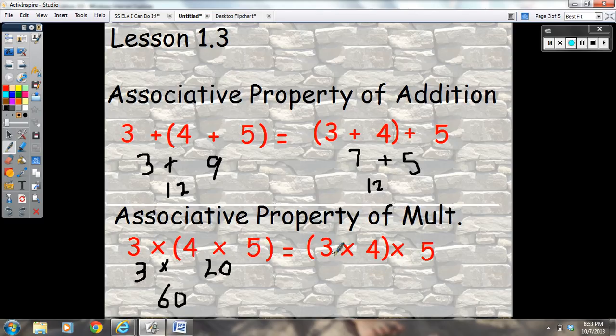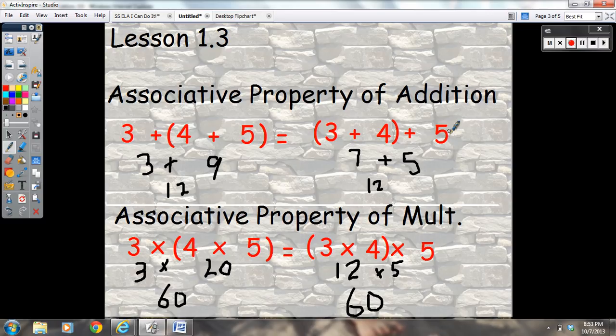So if I took this 3 and this 4, because it's in parentheses, I need to answer that part of it first, and I get 12. I now go to 12 times the 5, and I get my answer of 60. Therefore, 3 times the 4 times the 5 in parentheses equals 3 times 4 in parentheses times 5. And that's how the associative property works.